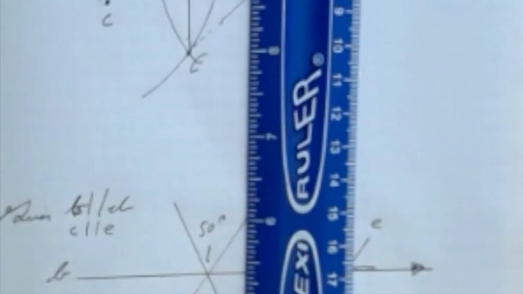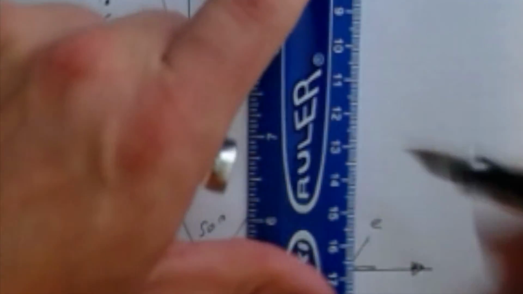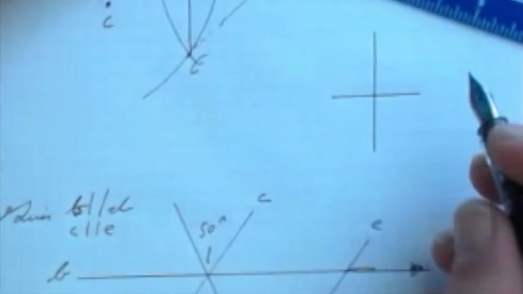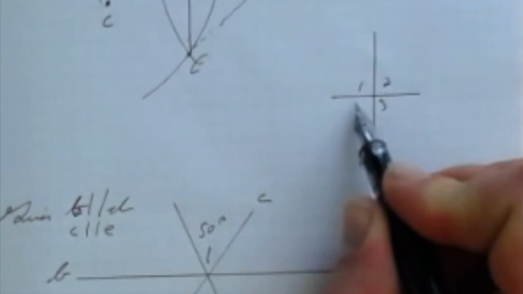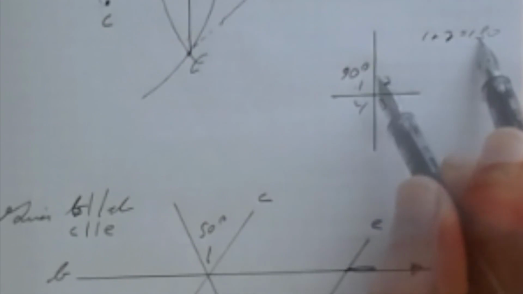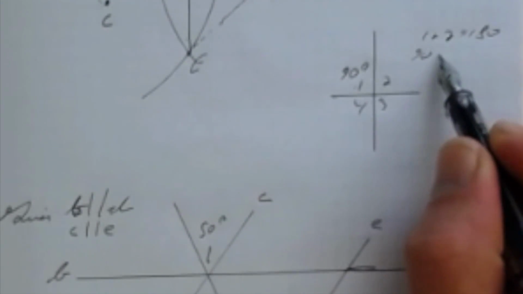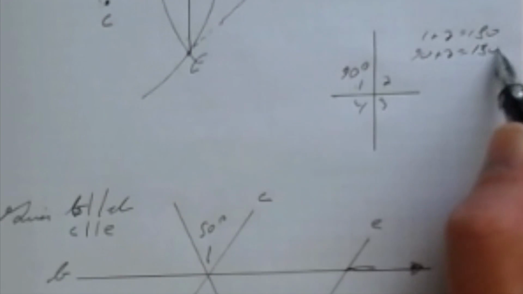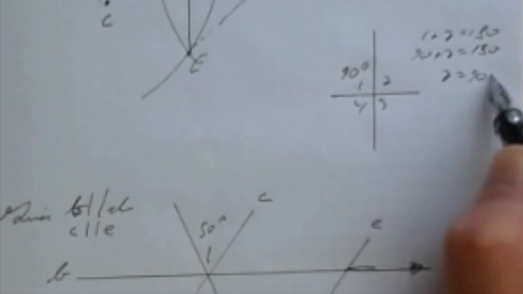Another thing that perpendicular lines help us with is if I wanted to prove something about a simpler picture. Like if I had just two lines that meet, and I label these 1, 2, 3, and 4. If I'm told that angle 1 is 90 degrees, what would that tell me about all the rest of them? Well, I know that angle 1 plus angle 2 is equal to 180 degrees. I know that angle 1 is 90. So 90 plus angle 2 is 180, meaning that angle 2 is 90 degrees.